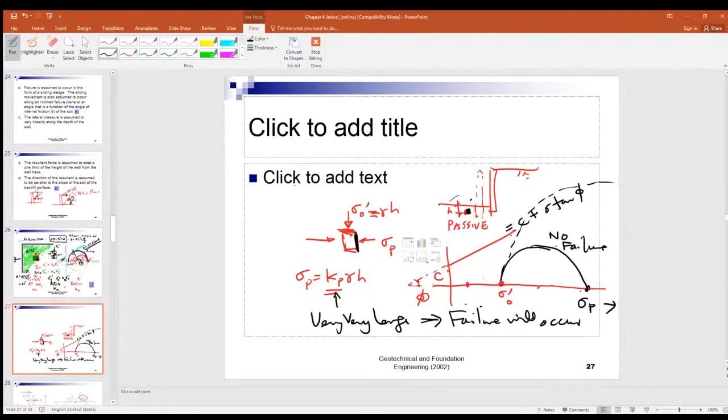So the soil here will upheave, it will go up. It's a typical passive failure. If sigma p is very large, because Kp could be very large, then the soil will fail, a passive failure.